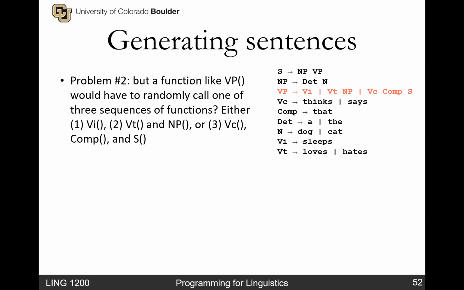The second issue is we have these rules where there are, at the VP in particular, where we need to choose a random sequence of functions, not words. So the VP needs to either call the VI or the VT NP rule or the VC comp S rule, not all of them. We need to choose it randomly and then call those functions. So how do we do that?